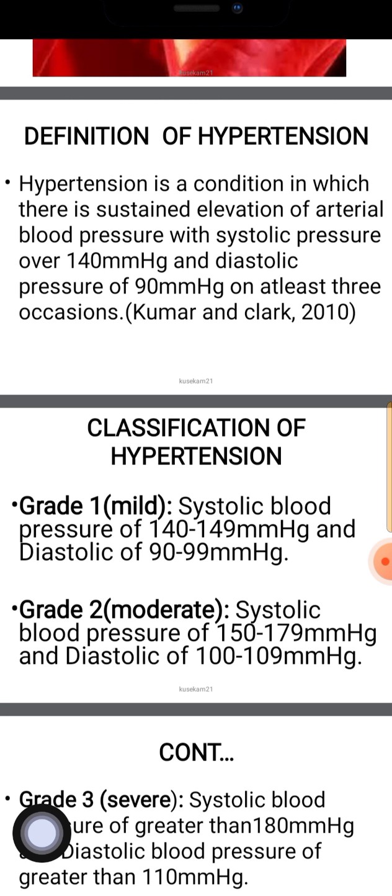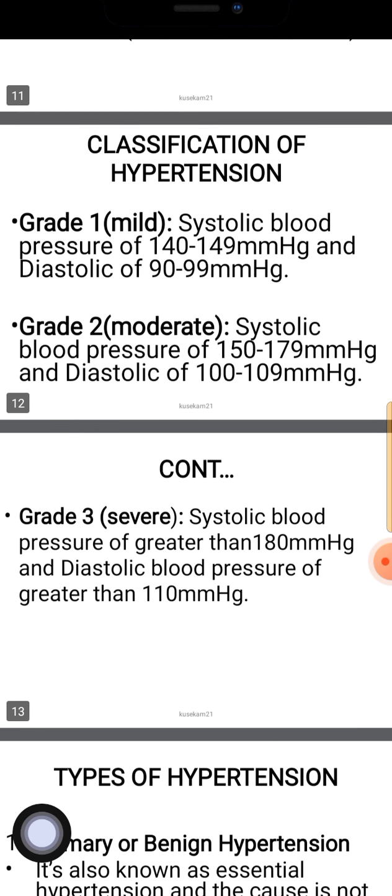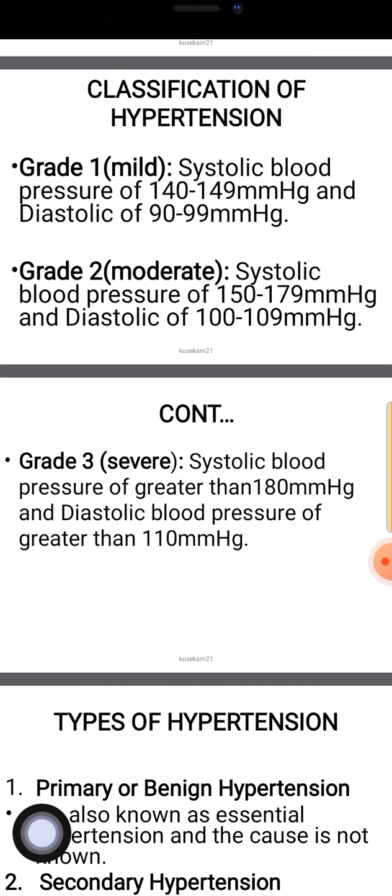Then if you are seeing that the systolic and diastolic are increasing each time you observe the blood pressure, then for 3 times and above, you can confirm that this is hypertension, according to the ranges or the numbers that each pressure is giving out. Then we do have classification of hypertension.